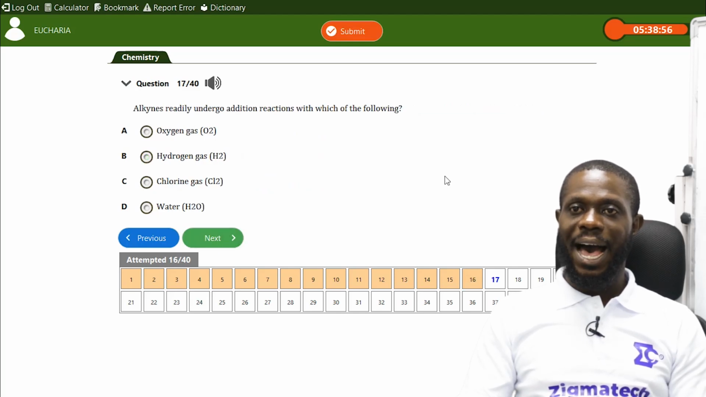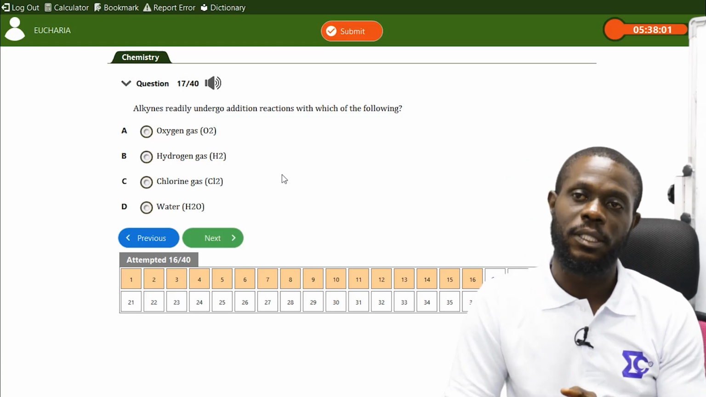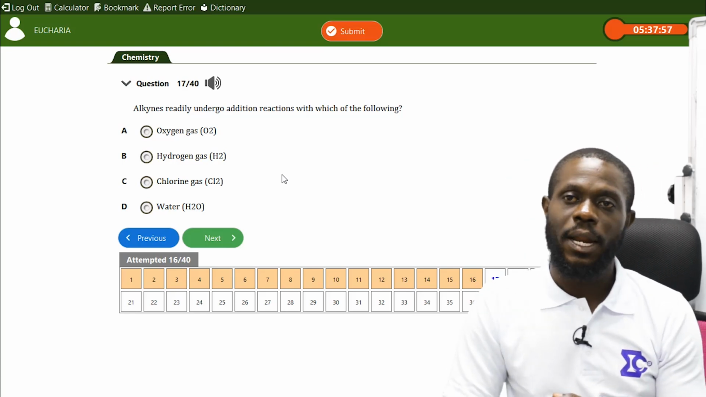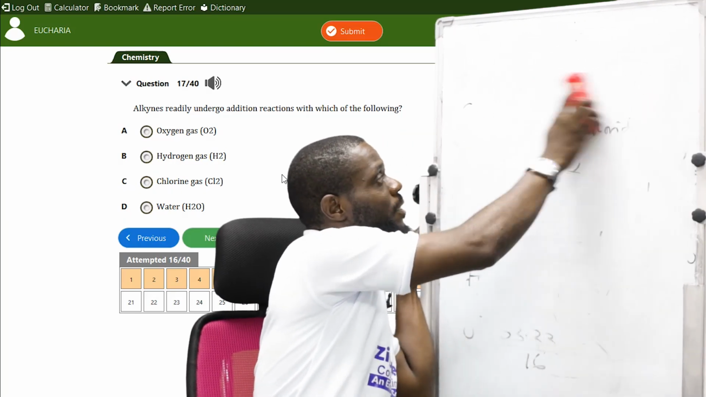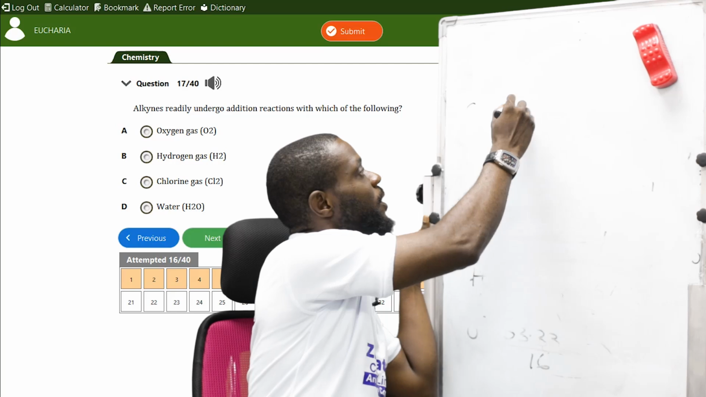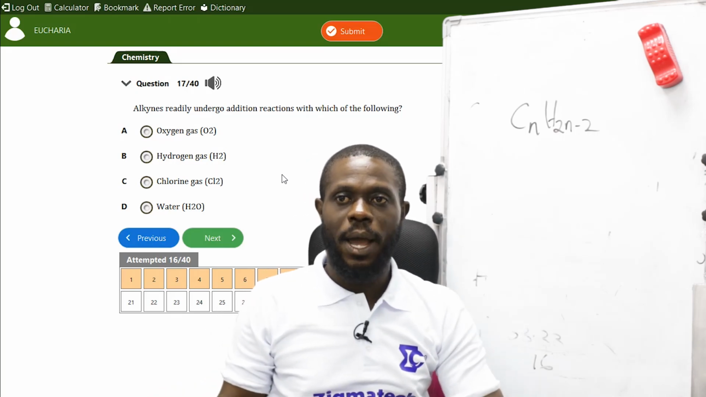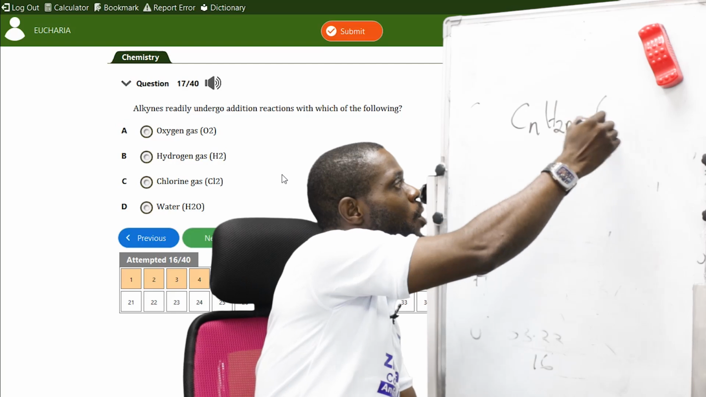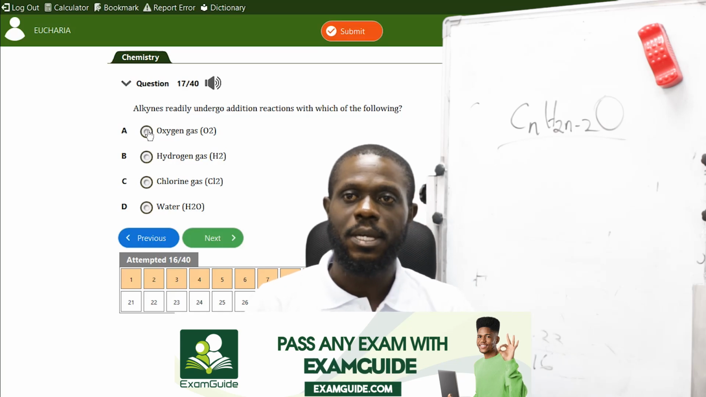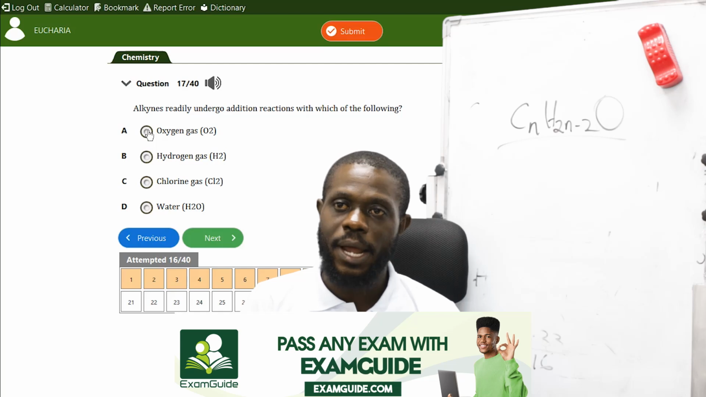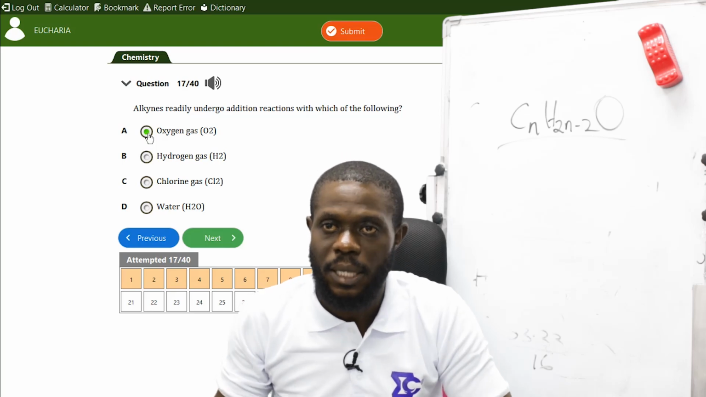The next one is: alkynes readily undergo addition reaction with the following. I told you what addition reaction is. Okay? When something is added to alkynes. Alkynes have the molecular formula CnH2n minus 2. So adding O, that means the thing is converting to alcohol. So the correct answer is B. Sorry, it is A, because alkynes undergo addition reaction with oxygen. So the correct answer is A.